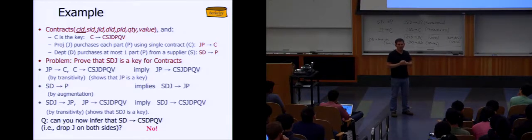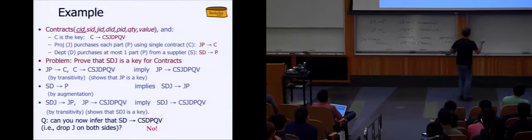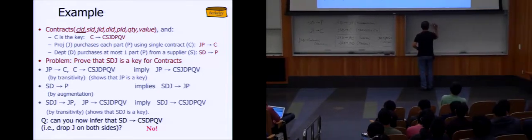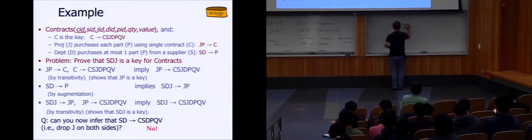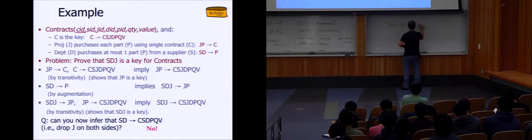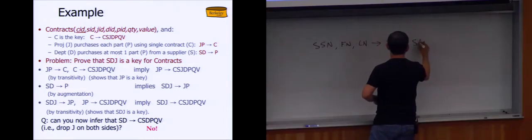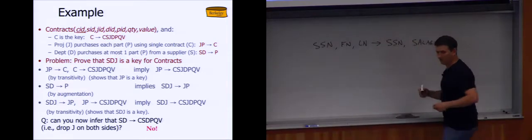Social security number, first name, last name determines salary. I'll just give you the first name and the last name. Social security number, first name, last name determines social security number, salary. Seems like a reasonable rule, right?